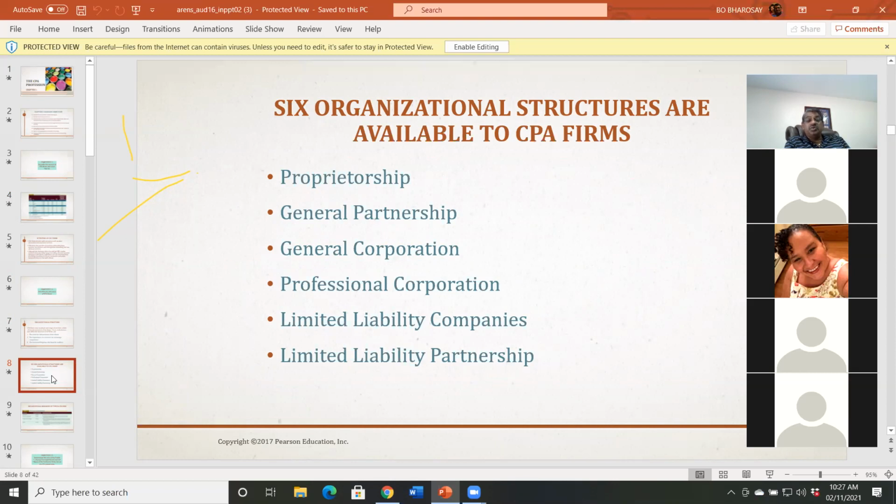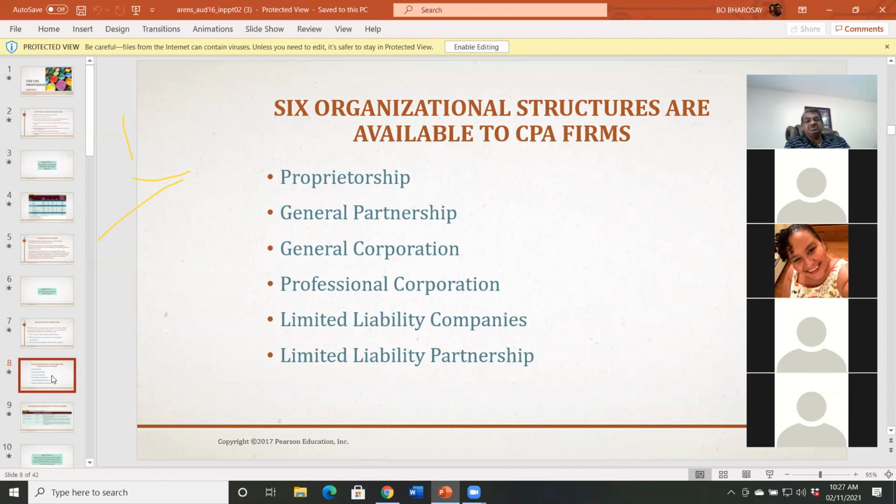If you operate as a general partnership, then you will have liabilities for your partners in addition to your liabilities. You can be bound by the act performed by your partners. So in the old days, CPA firms used to operate a lot as general partnerships. Now they switch from that to limited liability companies or limited liability partnerships.